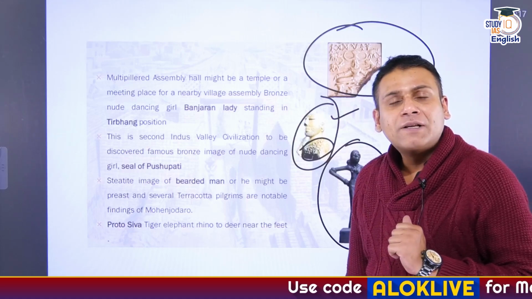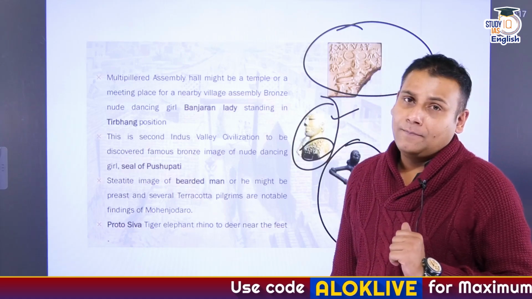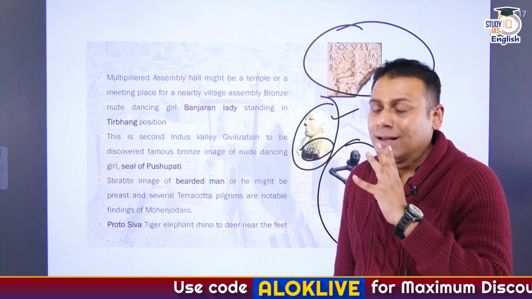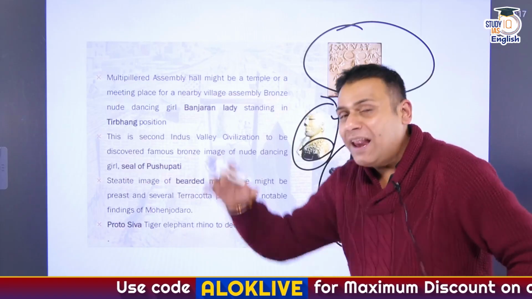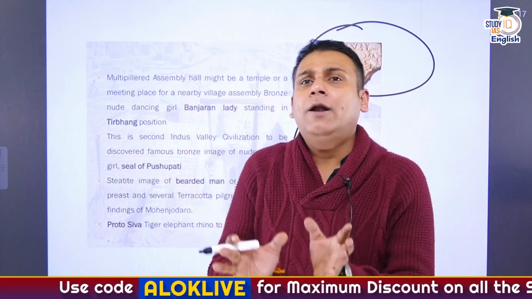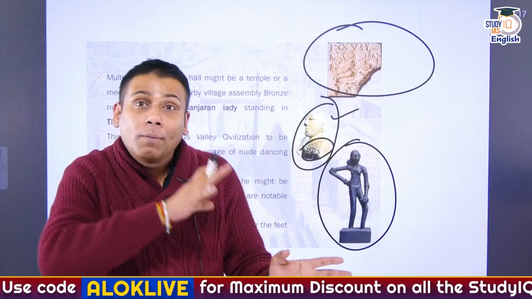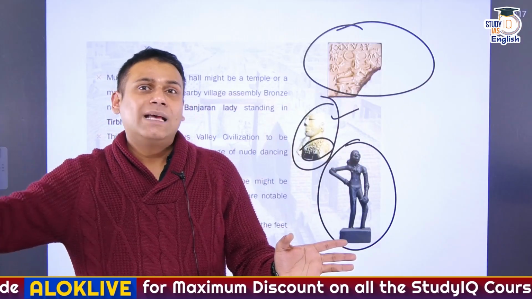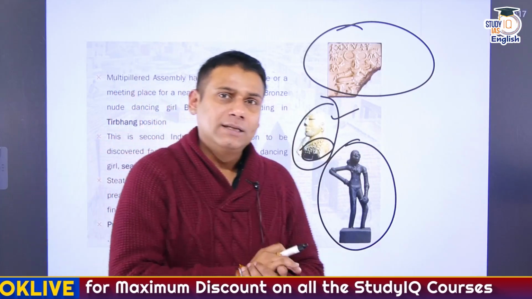Another important finding from the site of Mohenjo-daro was a multi-pillared assembly hall. So we can infer that this might be a place of worship or a meeting place for a nearby village assembly.